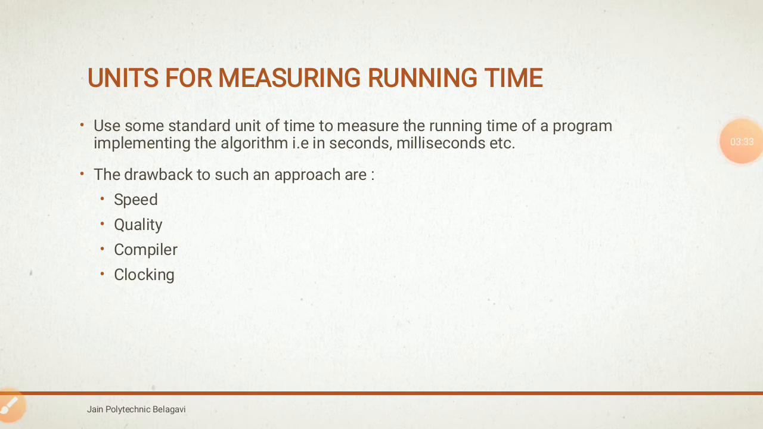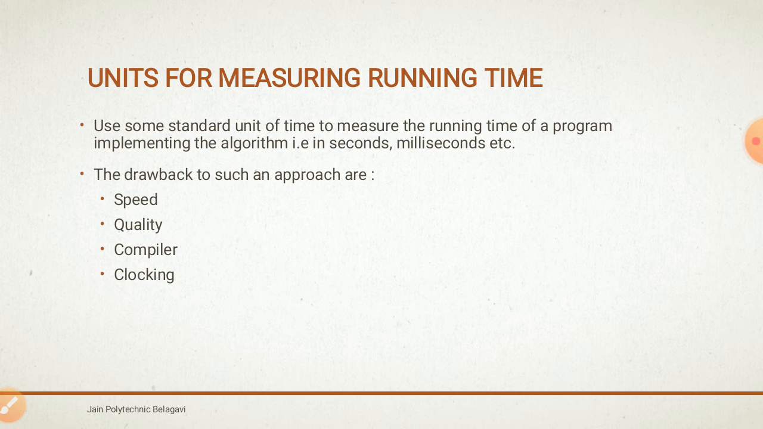That is, the dependence on the speed of a particular computer, the quality of a program implementing the algorithm, the compiler used to generate its machine code, and the difficulty in clocking the actual running time of the program. Here we do not consider these extraneous factors for simplicity. So one possible approach is to count the number of times each of the algorithm's operations is executed.